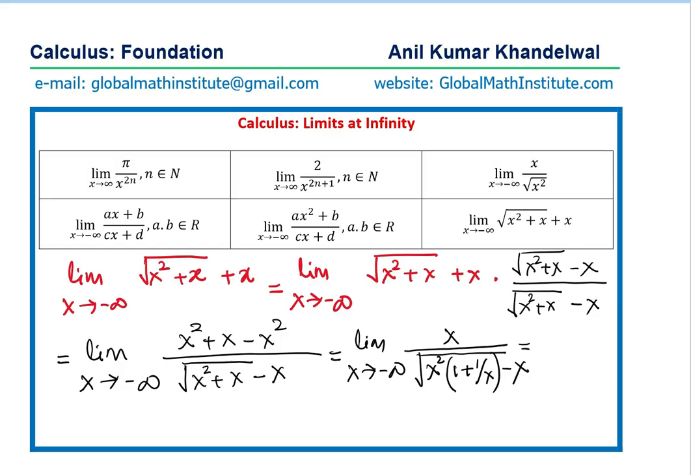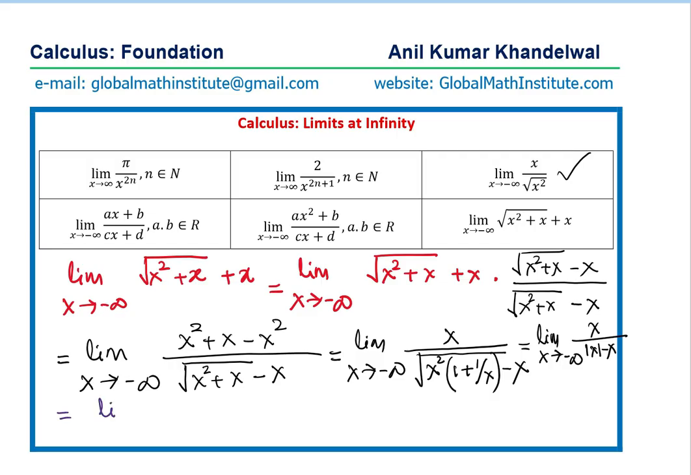Let me squeeze this in. Limit x approaches minus infinity, x over, this becomes absolute value of x, minus x. You see that? We have square root of x squared, which is the absolute value of x, as we have seen in an earlier example. That is how we write square root of x squared. Now, since you are approaching minus infinity, that absolute value of x should be minus x, right?